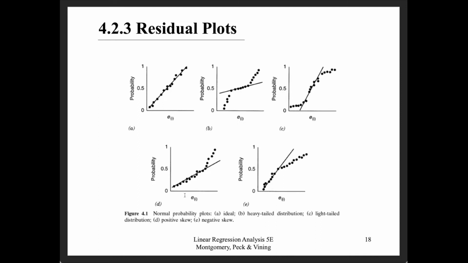If you've got a positively skewed distribution from which the residuals come, or from which the error terms come, then the residual plot would look something like this, where it curves up in the upper ranges of the residual values. And if you've got a negatively skewed distribution from which the error terms come, then the residuals would exhibit this kind of behavior relative to that theoretical curve.